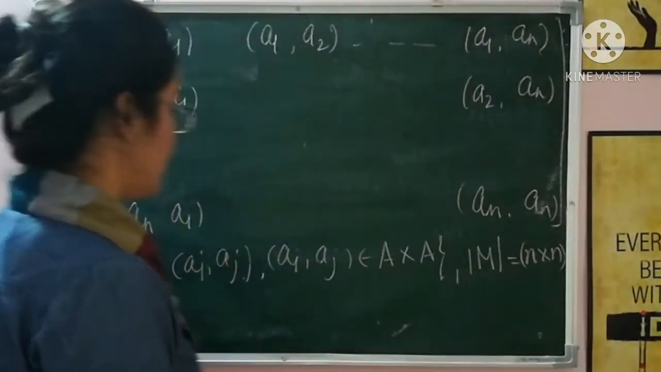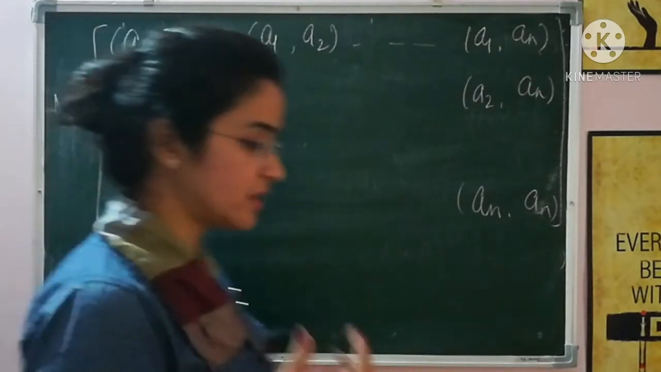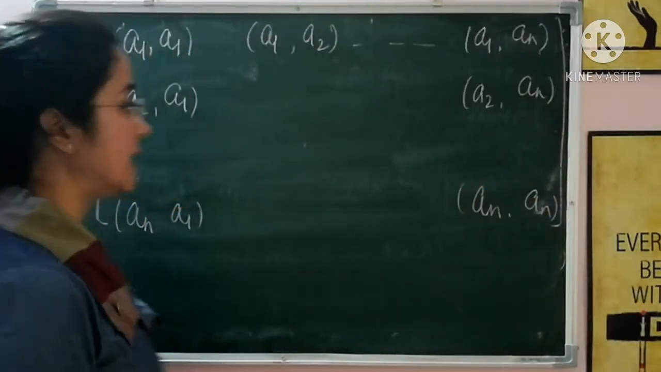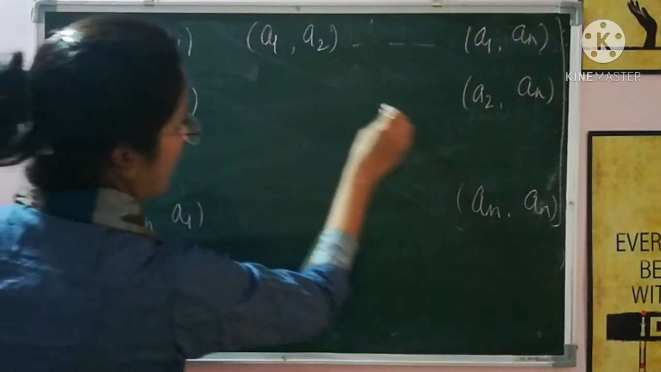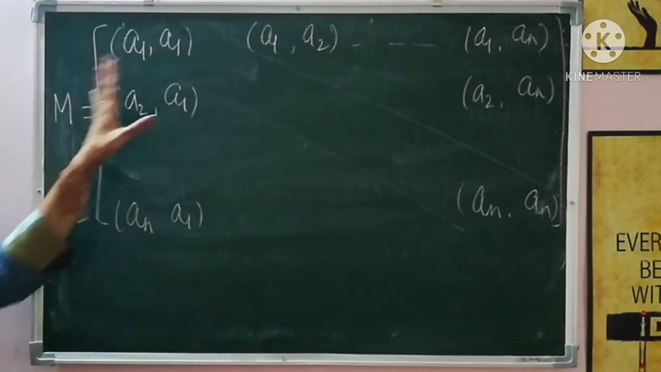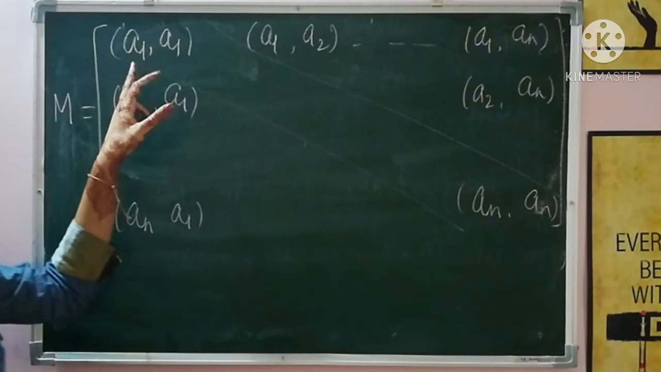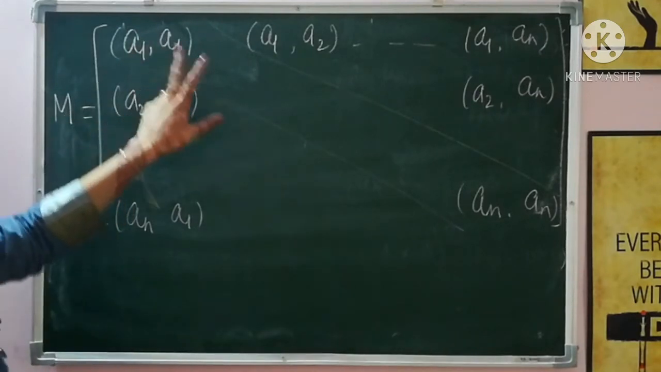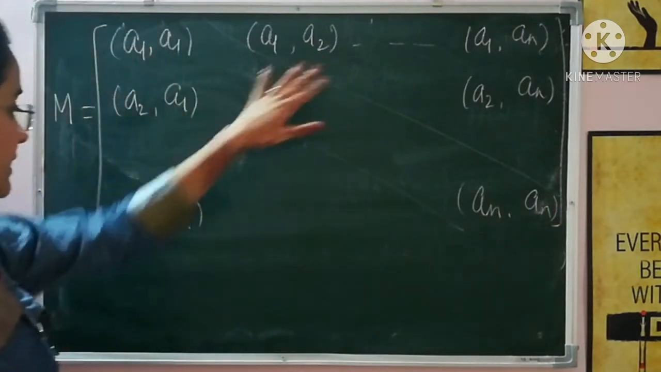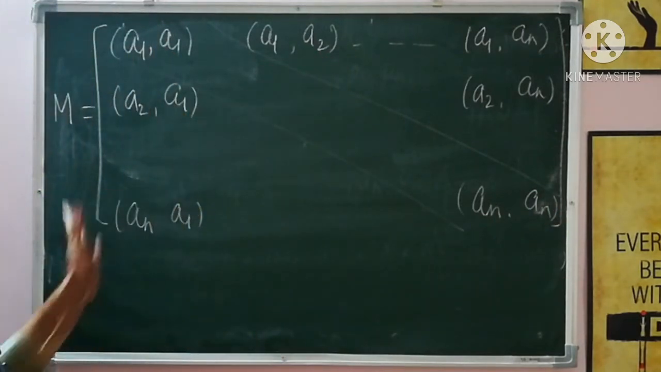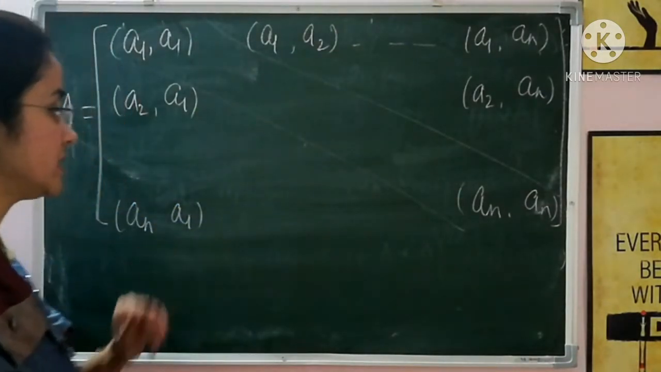Keep in mind that we are not talking about relations still. Right now we are only giving the matrix representation of the Cartesian product. Now you see, the diagonal elements will have the pairs with the same components. So the diagonal elements will be A1 A1, A2 A2, and so on up to An An, and then we have the rest of the elements. N square elements will be there in this matrix.